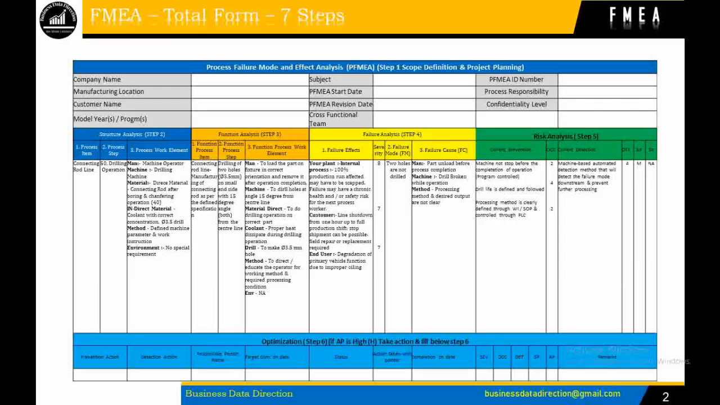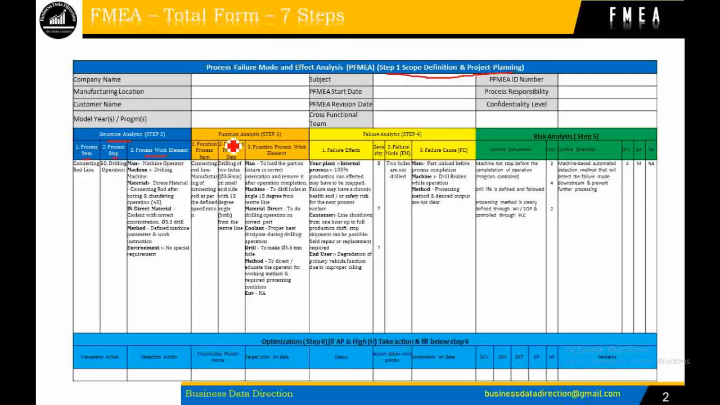We will see the 7-step approach. This we will see by form. Here the first step is scope definition and project planning. The header of this FMEA is given in step one. The second step is structure analysis. It is process atom, process steps and process work element.